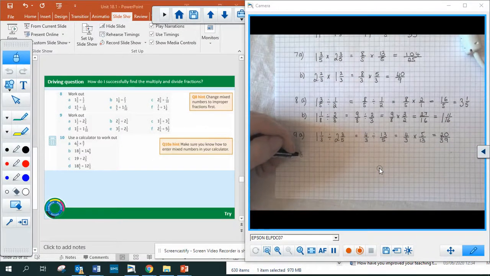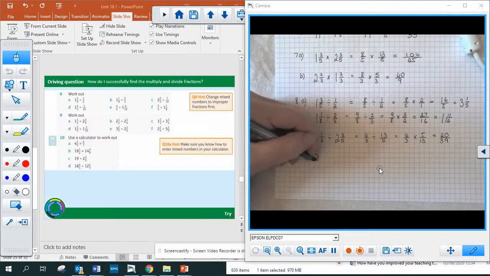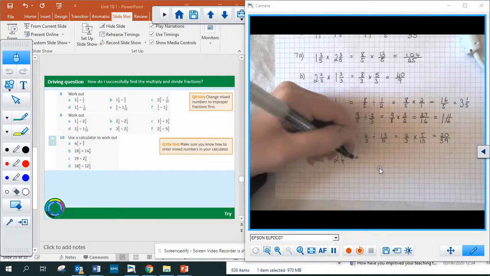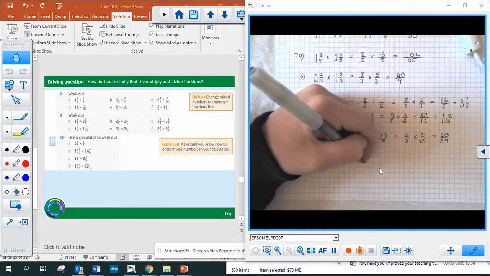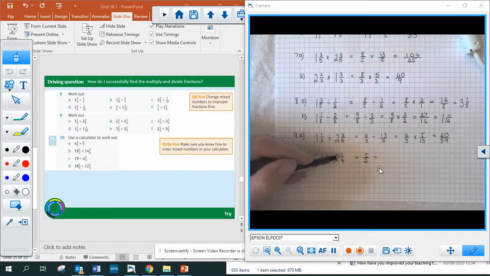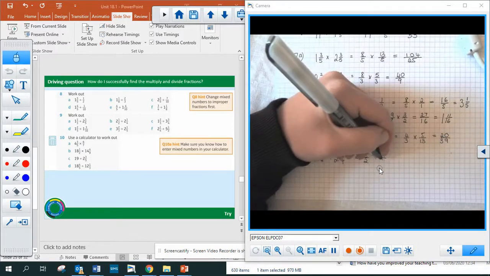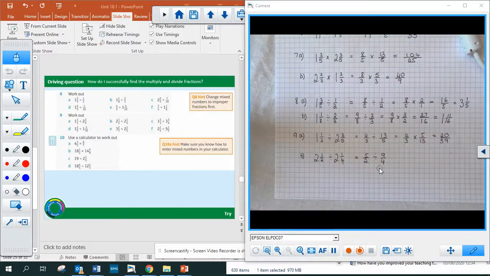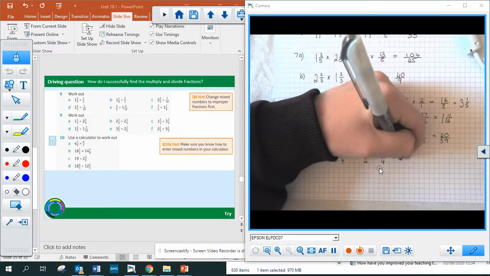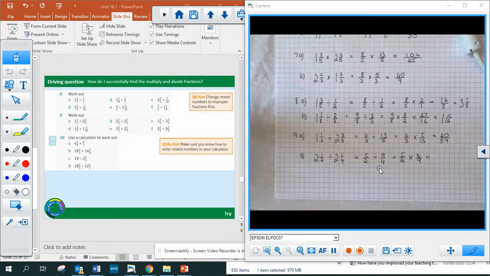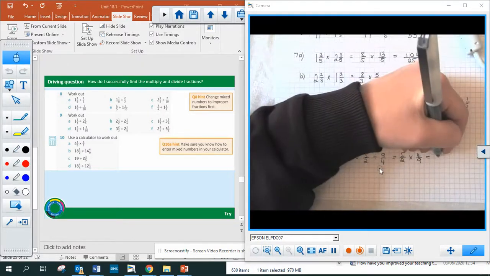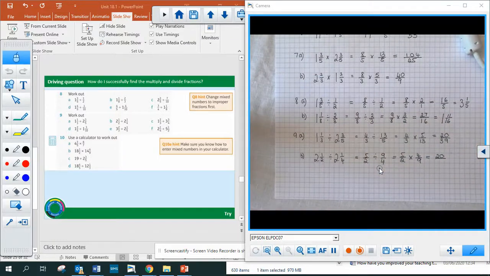Okay, 9b. 2 1/2 divided by 2 1/4. First step, get rid of my mixed numbers. 2 times 2 is 4, plus 1 is 5. That's 5/2 divided by 2 times 4 is 8, plus 1 is 9. Divided by 9/4. Okay? Apply your rules, keep your first one, change your sign, flip your last one. Now multiply as normal. Multiply my numerators together. 5 times 4 is 20. Multiply my denominators together. 2 times 9 is 18.